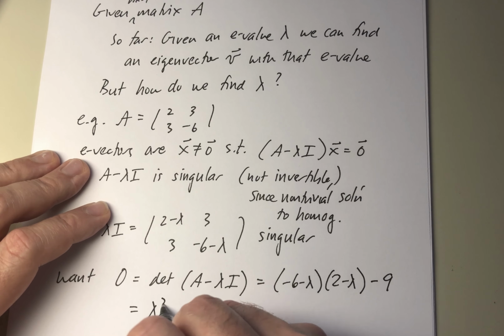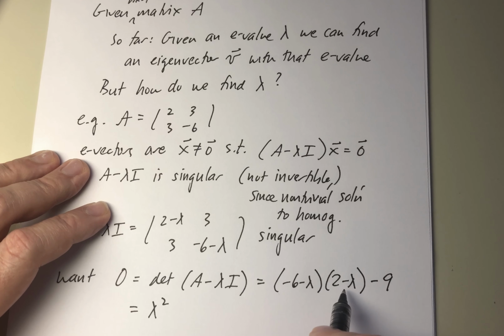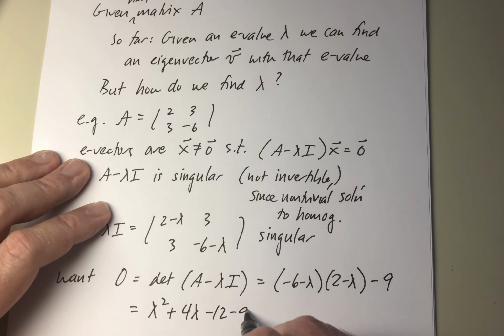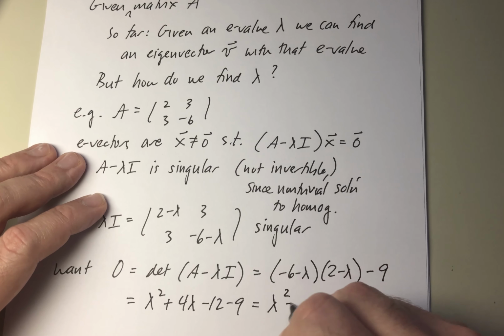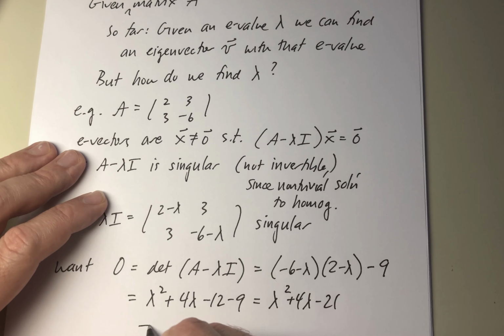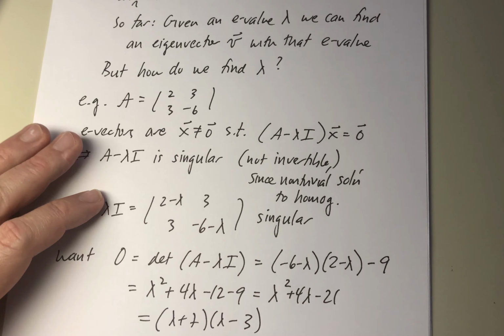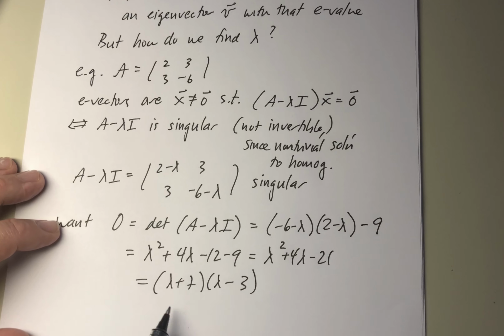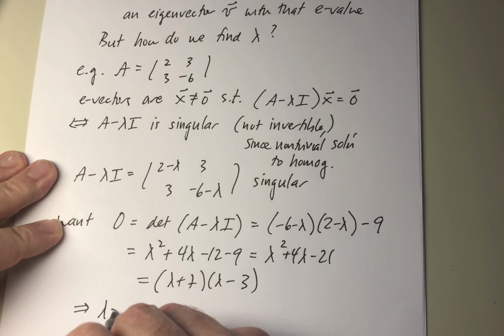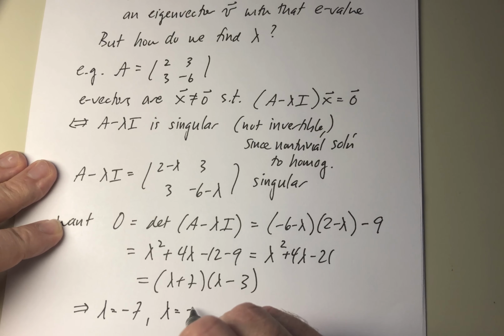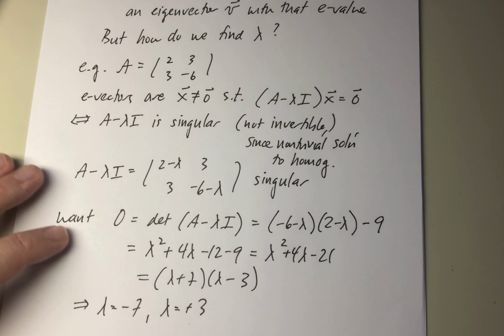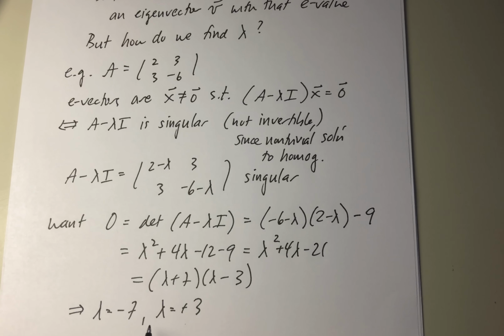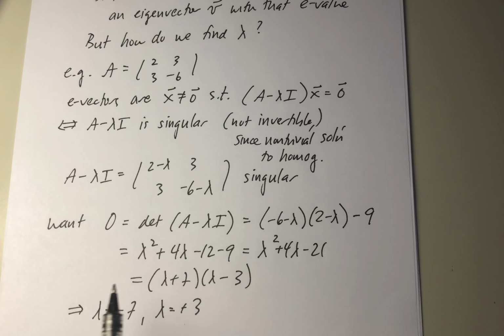So I'll FOIL this out. This is lambda squared, minus 2 lambda plus 6 lambda, so that's a plus 4 lambda, minus 12 minus 9, which is lambda squared + 4 lambda - 21. And luckily I can factor that as, let's see, (lambda + 7)(lambda - 3). So we want 0 to equal that. That means lambda = -7 and lambda = 3 are my two solutions. And you can check now, those are going to be eigenvalues for this given matrix.